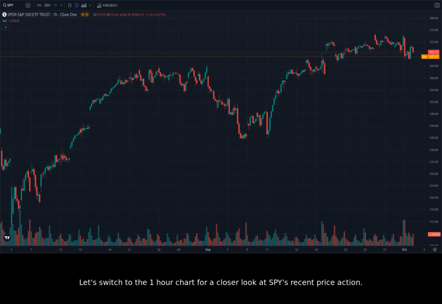Let's switch to the 1-hour chart for a closer look at SPY's recent price action. Focusing on the past 24 hours, we can see a clear dip in price following the news of the missile strikes. The candle for the hour when the news hit shows a significant drop in price. However, we also see a quick bounce back, which suggests that the dip may be short-lived.